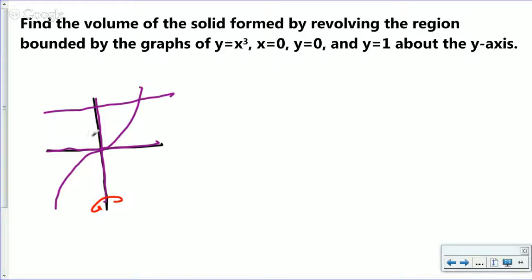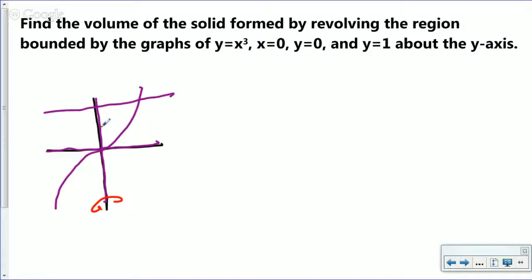Okay, so here's the axis I want to revolve about. This is the region I want to revolve. Can you picture what this would look like if I were to revolve this region about the y-axis? It'd be kind of a bowl-looking shape. Again, it's really not necessary that you're able to picture that in order to find the volume.